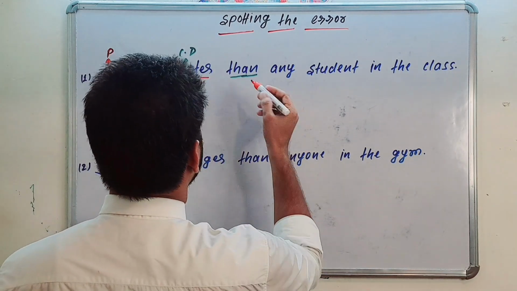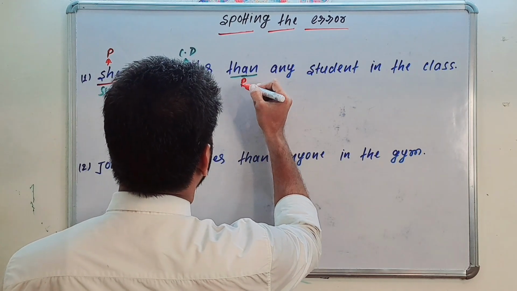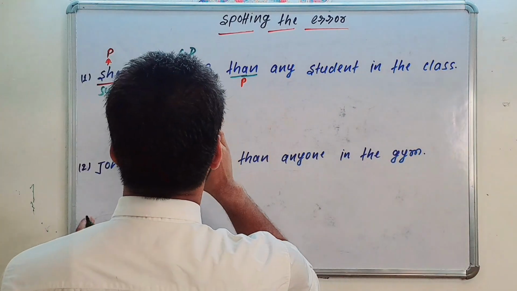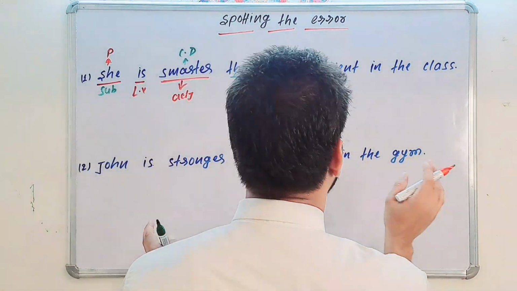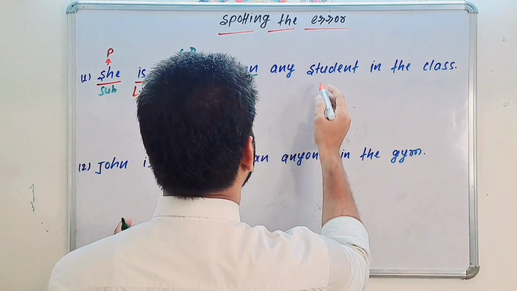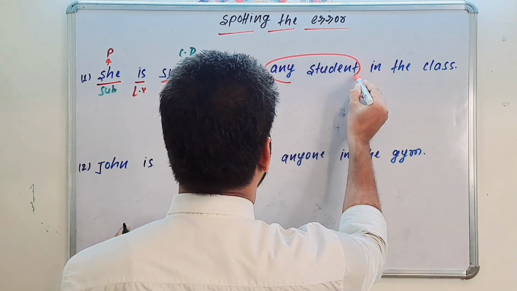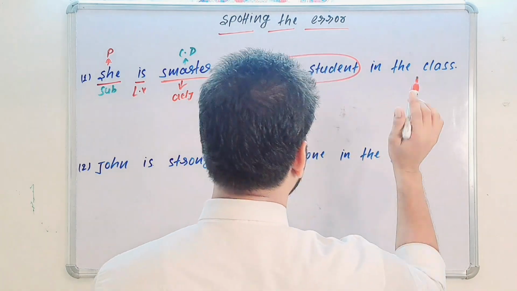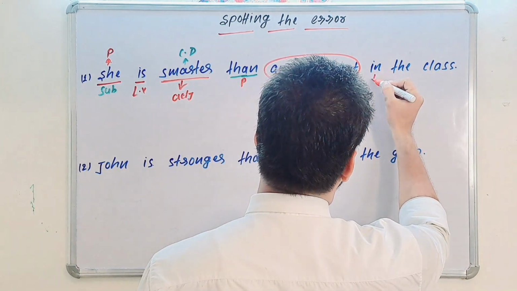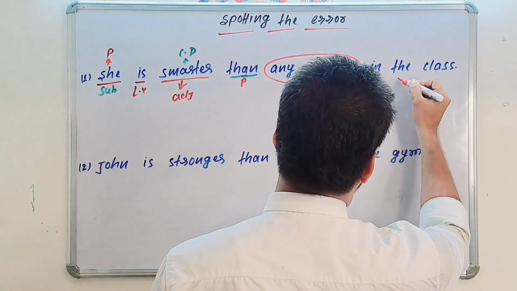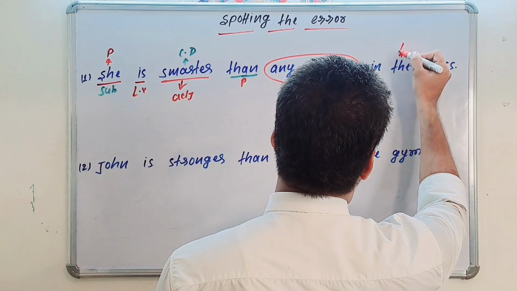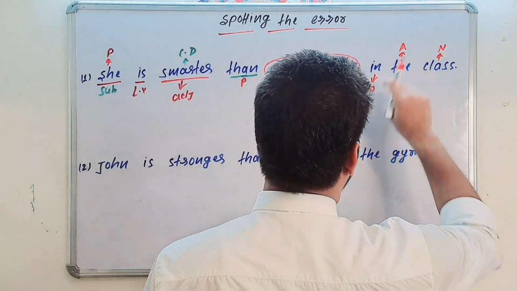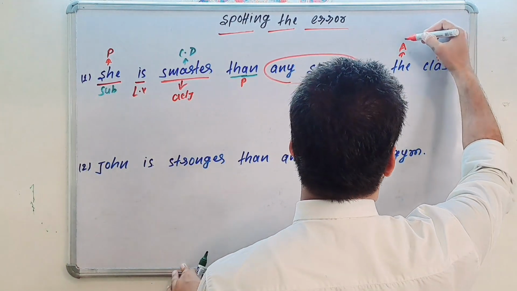Here, she is smarter than, and than is your preposition. Any student in the class. So here, this is your error part: any student in the class. Here, see. Preposition, article and noun. The is an article, class is a noun.